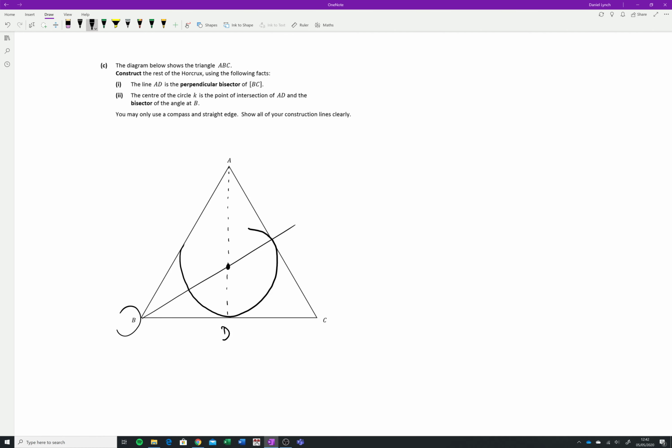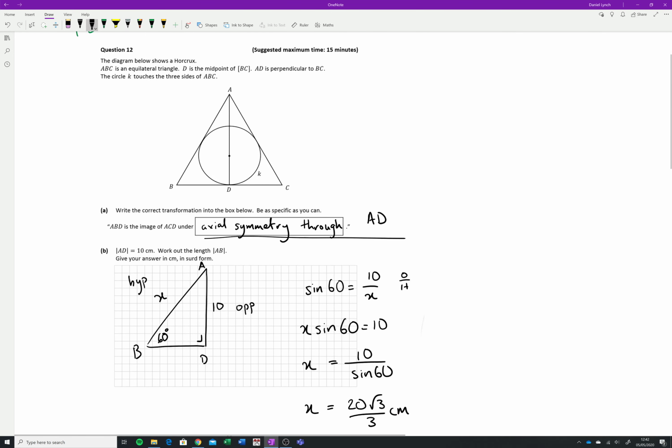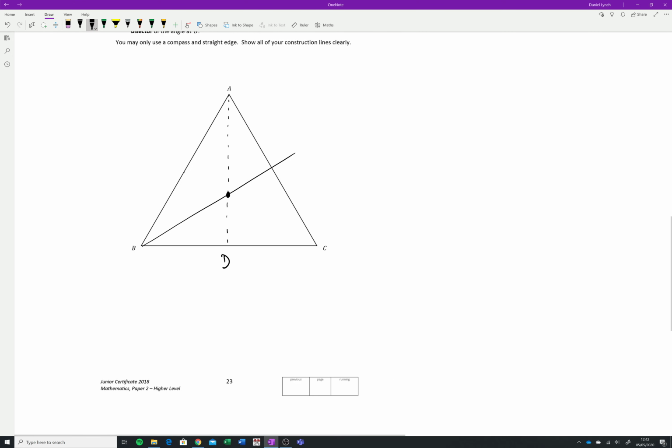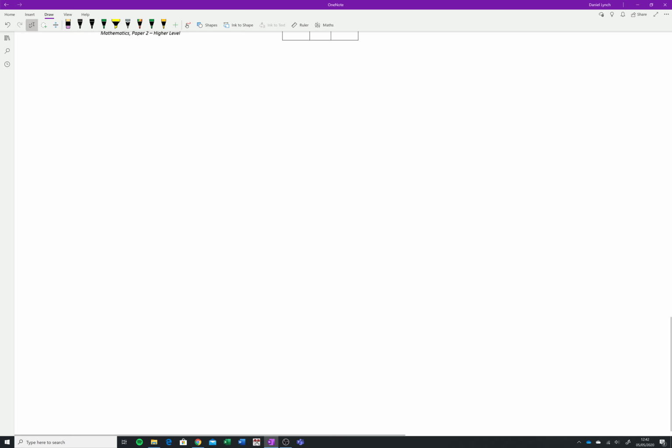Anyway, that's what I want you guys to do, if that's okay, and send it on to me. So it's 2018, it's paper 2. And it is question 12. So just take a photo. I'll stick it up as an assignment and you can send the photo into me.